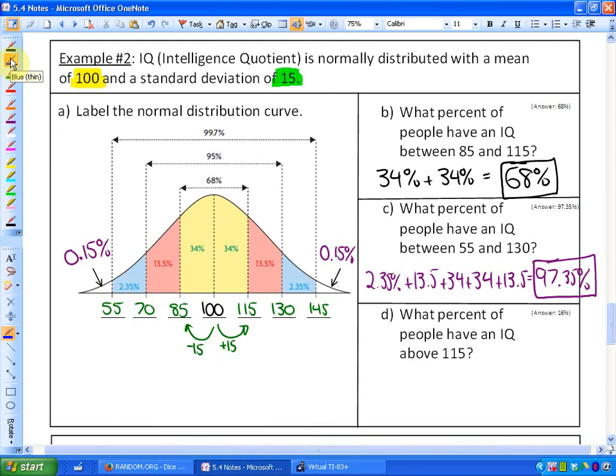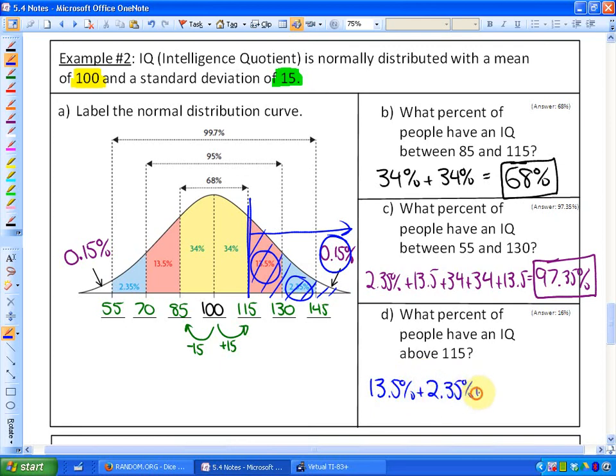All right, the percent of people that have an IQ above 115, if you finished that off: here's an IQ of 115 right here. Above that IQ would be this combination of people. That would be 13.5% of people, plus 2.35% of people, plus 0.15% of people. So that's a total of 16% of people have an IQ above 115.